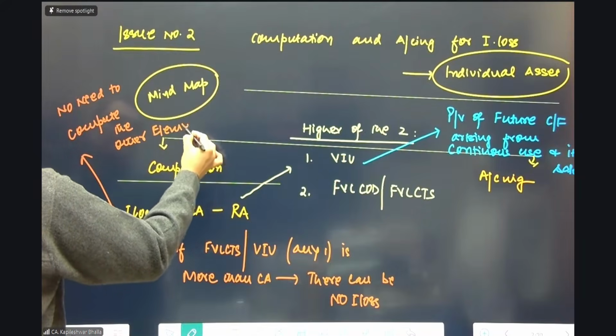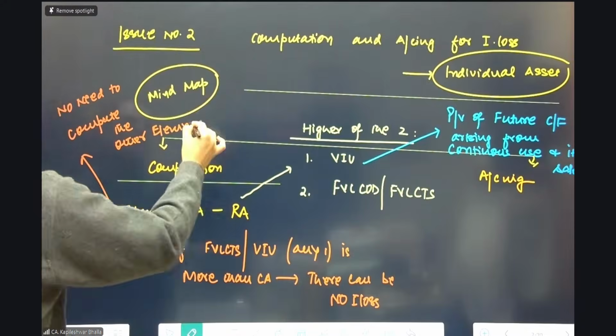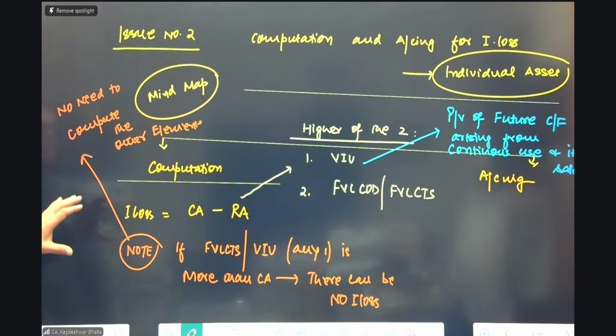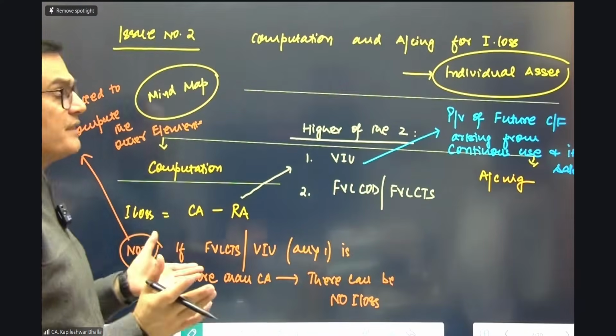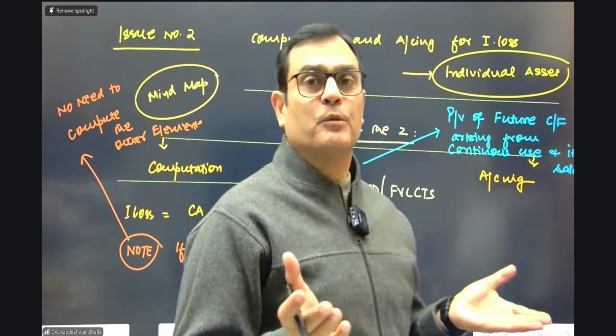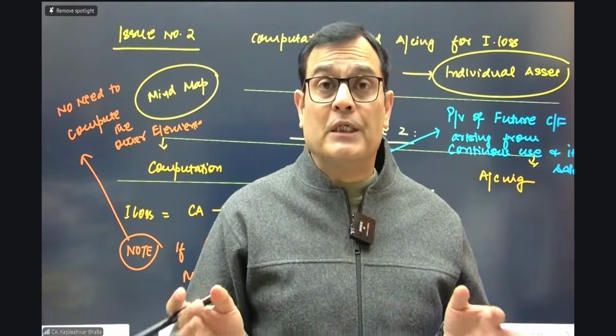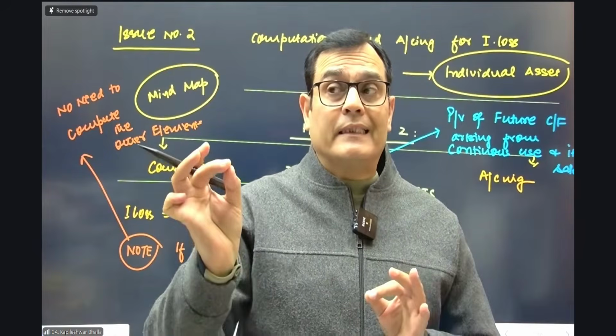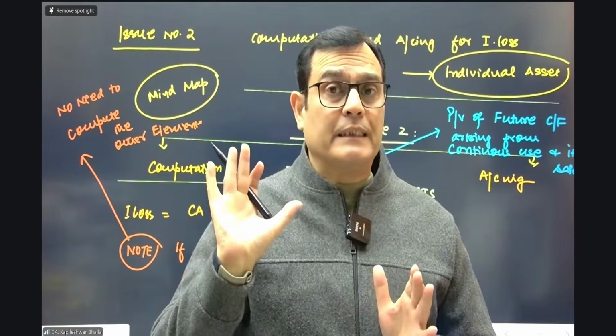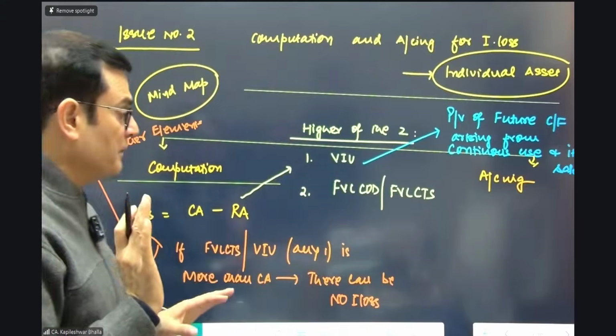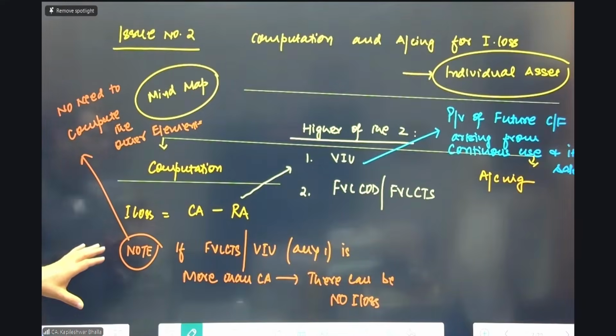You calculate just one of the variables, and it is more than the carrying amount, we are safe. If one of the elements is more than the carrying amount, we are safe, then there cannot be any impairment loss. So in a given question, if any one variable is computed and it's more than the carrying amount, we are pretty safe. There is no impairment loss.